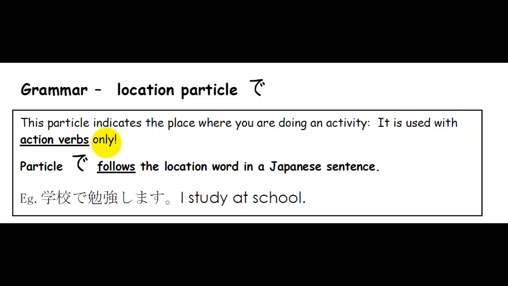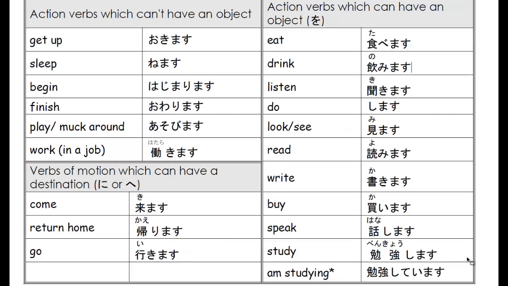Let's have a look at the action verbs that we already know. This is the table of verbs which you'll find on page 1 of your Unit 2 workbook, and you can see that all of these here are action verbs. They're action verbs which don't have an object, things like getting up, sleeping, beginning. You don't do it to anything else, it's something you do by yourself. Over on this side we have action verbs which take an object, so these are all verbs which we do to things. So we eat something, we drink something, we listen to something, we do something, and so on.